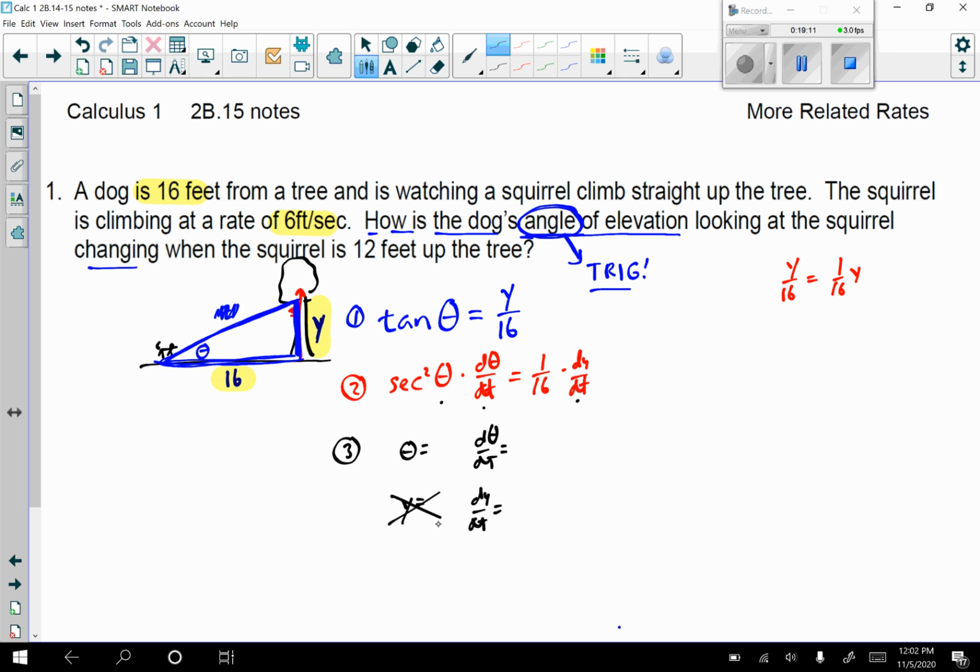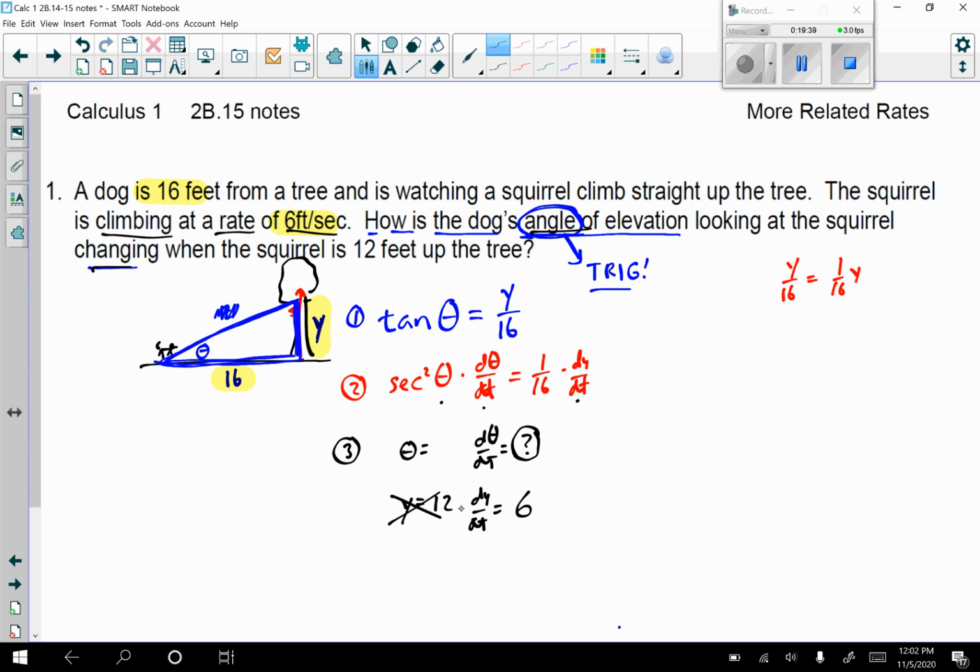Let's see. 16 feet we already used. Read through: 6 feet per second. That is the rate of climbing, so that is the dy dt. How is the angle changing? So we're trying to find d theta dt. That's the one that's missing, the angle changing. When the squirrel is 12 feet up the tree, the 12 is the y. Didn't have to look too hard for that.